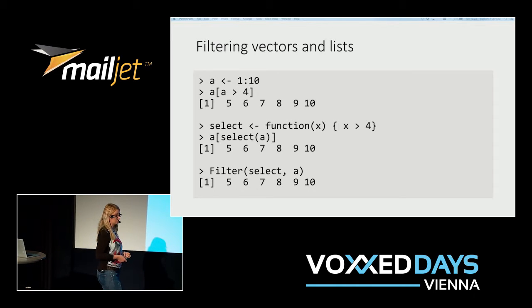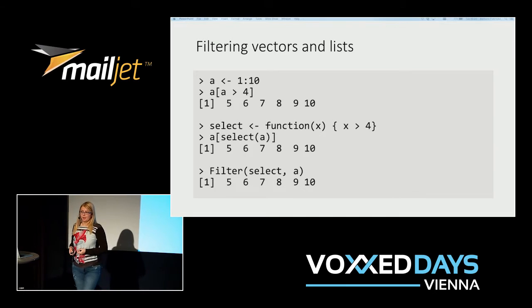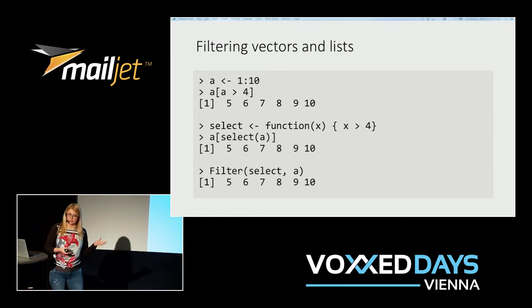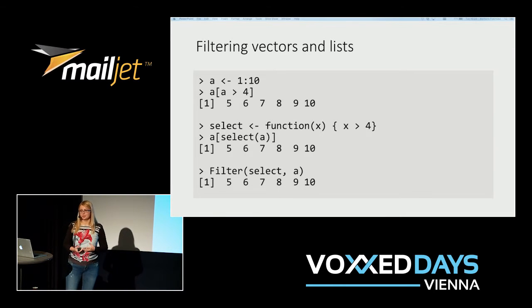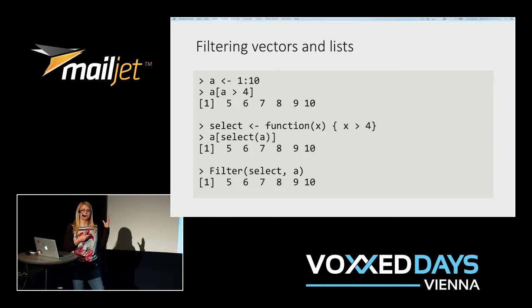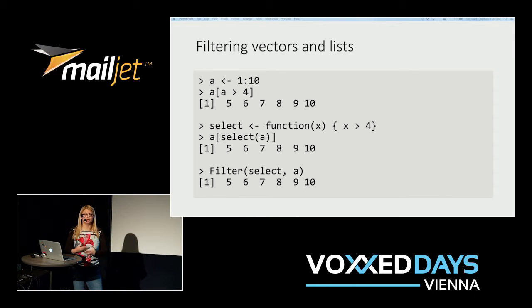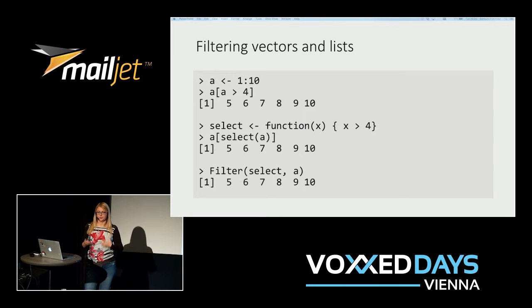So how to filter vectors? Sometimes we want to find elements. Let's imagine we have a vector of numbers from 1 to 10, and we want just elements bigger than 4. This is what we write in brackets. Ta-da, magic. We have our vector that contains only elements that fulfill the condition.